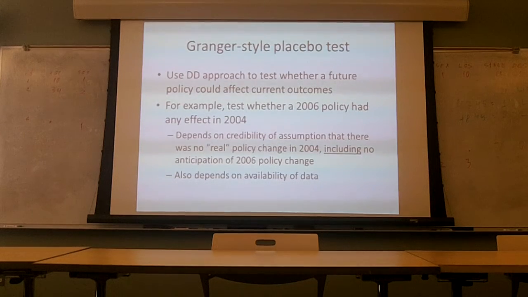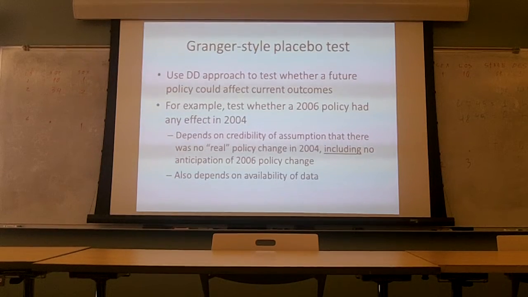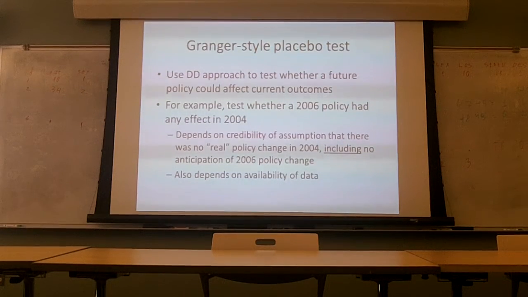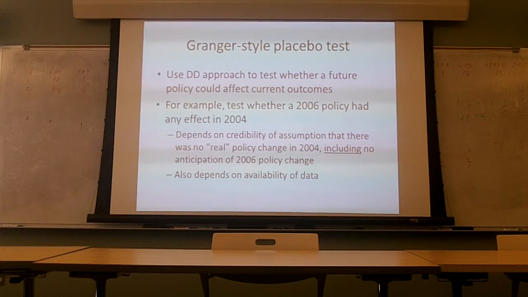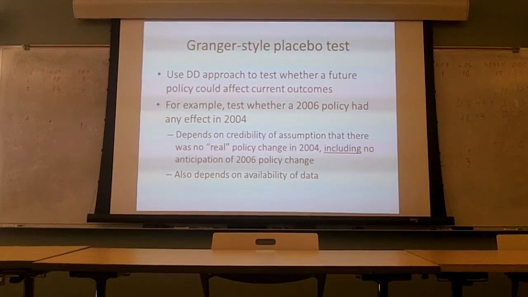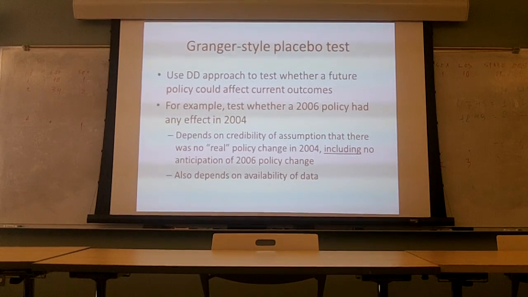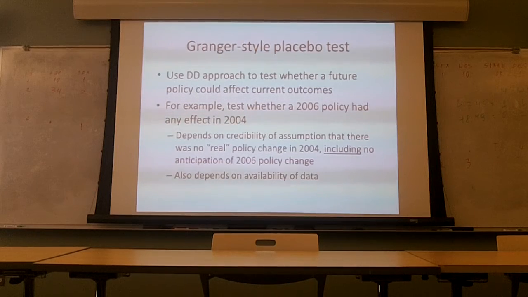So let me walk through this idea with what I'm calling a Granger-style placebo test, but that's really just more words. Granger causality is a concept in econometrics about how future events, future policies, shouldn't be able to influence current outcomes. So the placebo test here uses a different approach to test whether a future policy could affect current outcomes. For example, whether a 2006 policy had an impact on 2004 outcomes. However, you don't want to do this placebo test and then find that there's an effect. If there is an effect, you better know why.